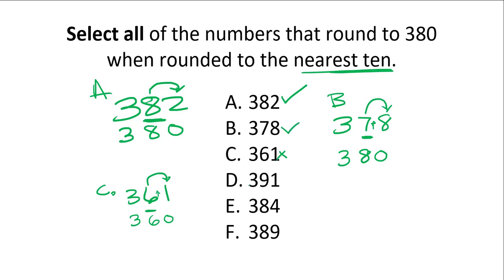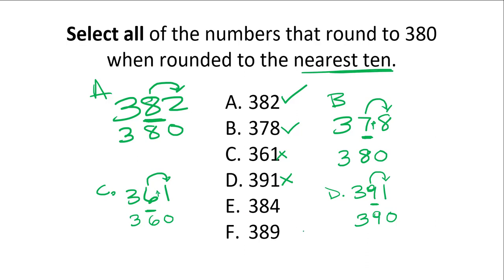How about D? 391. I'm doing it over here. Focus on the digit in, that's right, the tens place. Okay, so we underline the digit in the tens place. It will either go up by 1 or remain the same. I look at the digit next door to help me make that determination. So the 1 tells me that the digit that's underlined will remain the same because it's not 5 or more. So we're looking at the 3 remaining the same, the 9 remaining the same. Everything after the underlined digit becomes a 0. All right, so 390 is not the same as 380, so 390 does not work out for me.